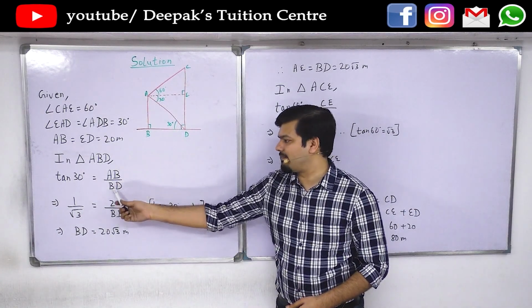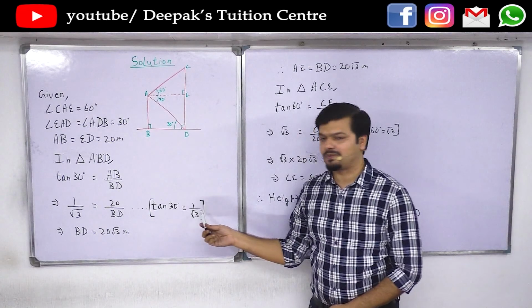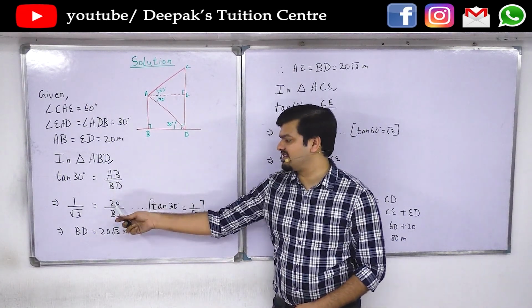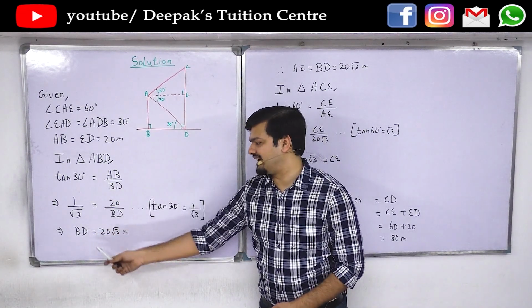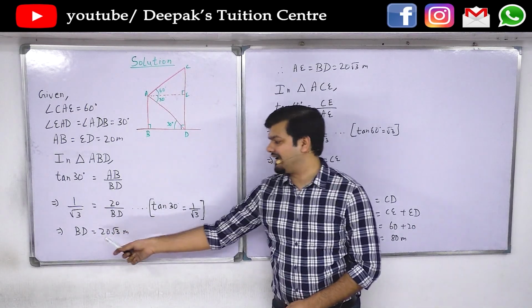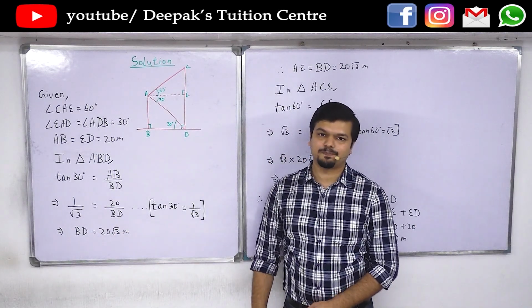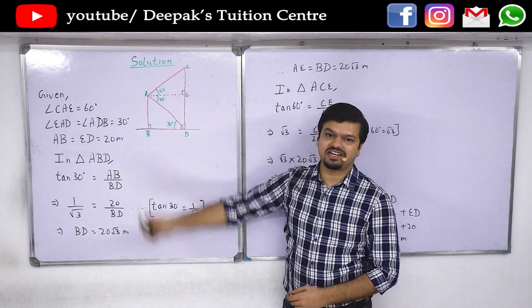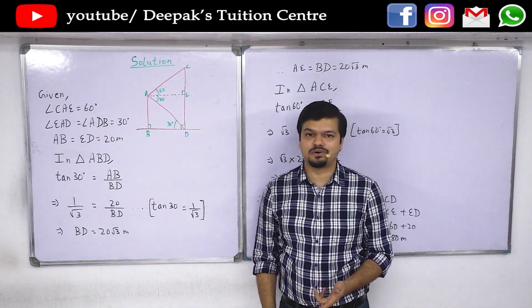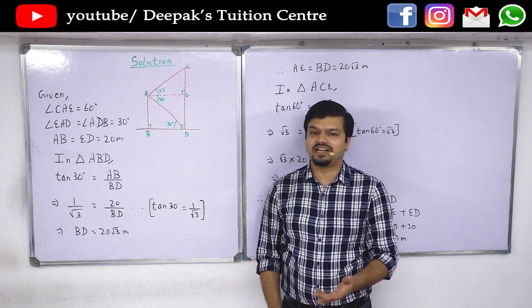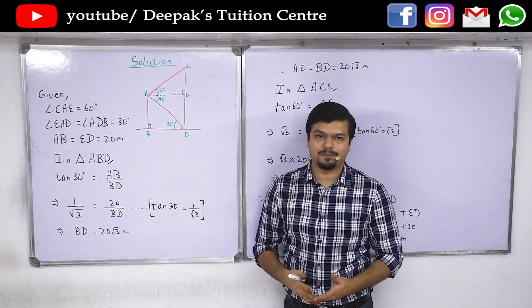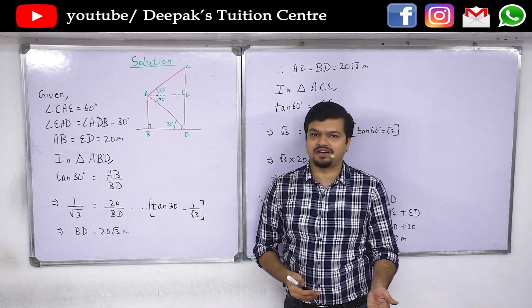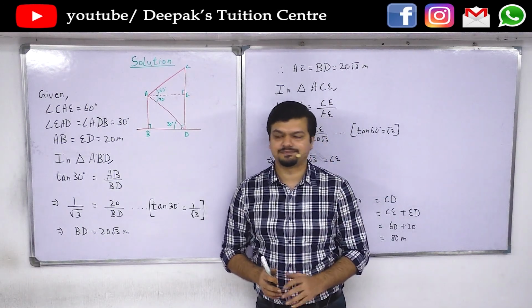So perpendicular by base. The value of tan 30 is 1 by root 3. Value of AB is 20. So therefore the value of BD will become, by cross multiplying, BD equals to 20 root 3 meters. I have not put the value of root 3 here because I know there is a 60 degree involved and tan 60 equals to root 3. So there might be another root 3 which could help me cancel these off. So if I have to put the value of root 3, I'll put it later.